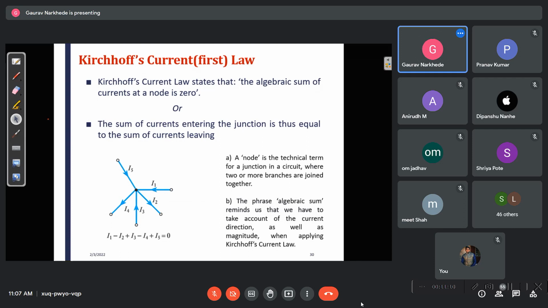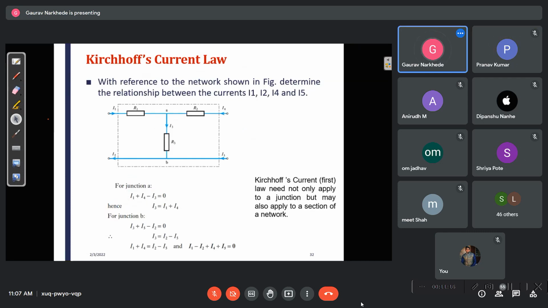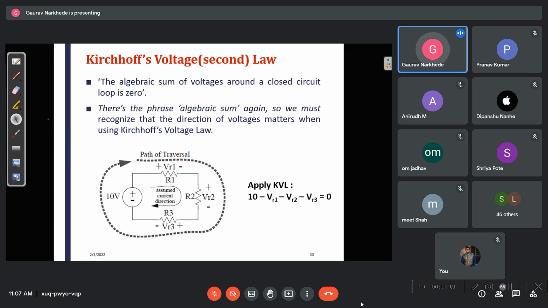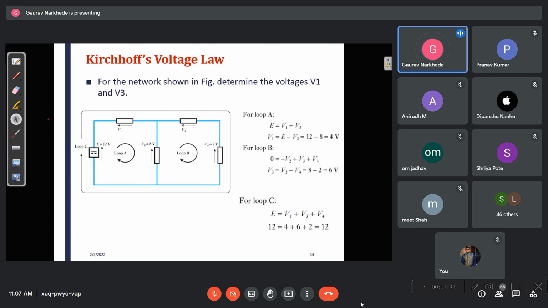Is this clear to you? Okay, so this is Kirchhoff's current law, right? And we can solve any problem by using either KCL or KVL. And what is Kirchhoff's voltage law? Algebraic summation of the voltages along a closed circuit is equal to 0, right? So this also we have seen. We can see a couple of examples on this. What he is saying: determine the voltages V1 and V3. So let us solve this problem.